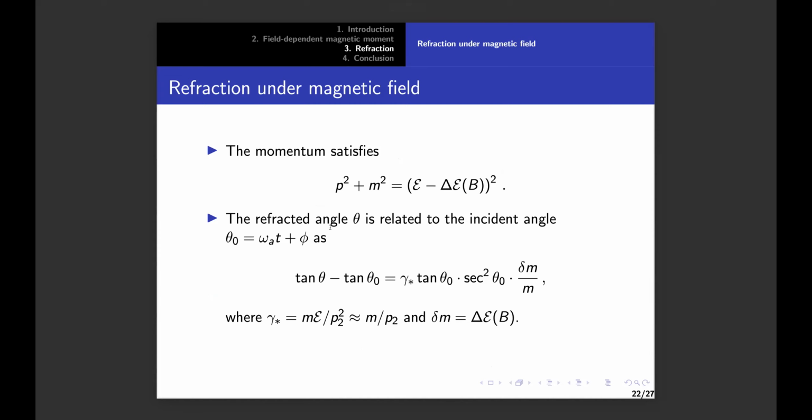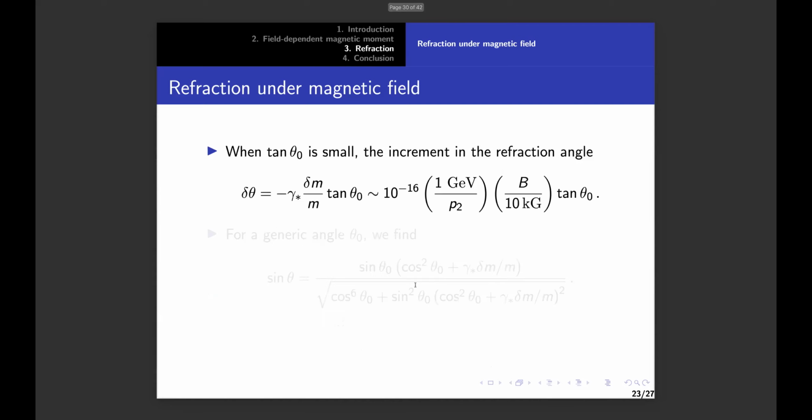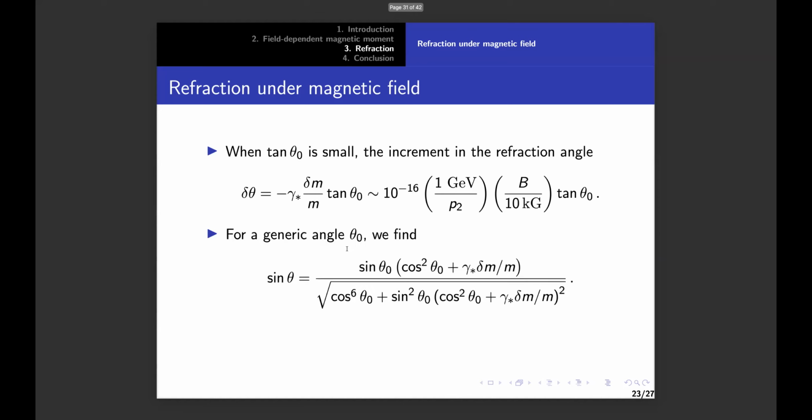And indeed, the deflection angle theta is related to the incident angle and given by this formula. So it is linear in the B field, and delta M is the energy difference. And gamma star is given by this one. So this is roughly 10 to the minus 16 for small theta zero, the incident angle. But for a generic angle, we find this formula.